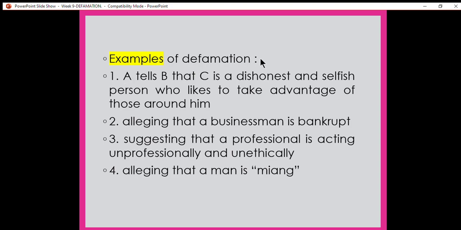Examples of defamation. First, A tells B that C is a dishonest and selfish person who likes to take advantage of those around him. Second, alleging that a businessman is bankrupt. Third, suggesting that a professional is acting unprofessionally and unethically. Fourth, alleging that a man is young. So these are the various examples of defamation. These statements can be regarded as defamation.